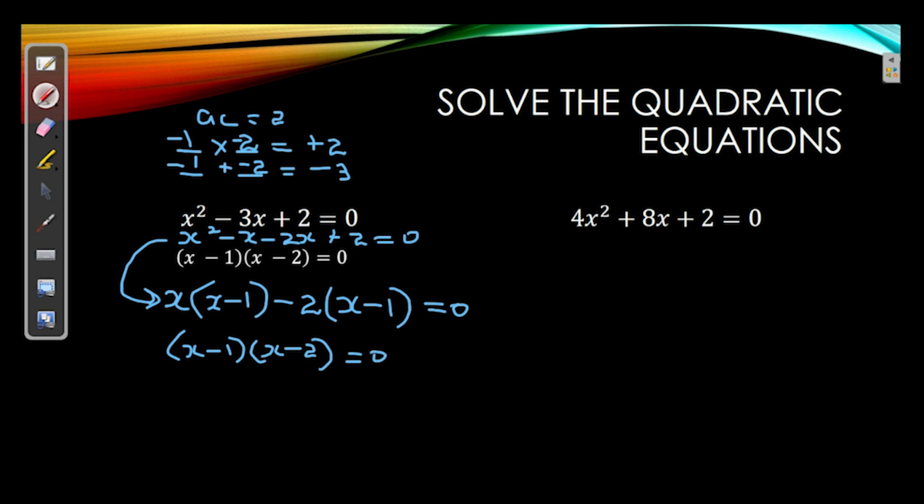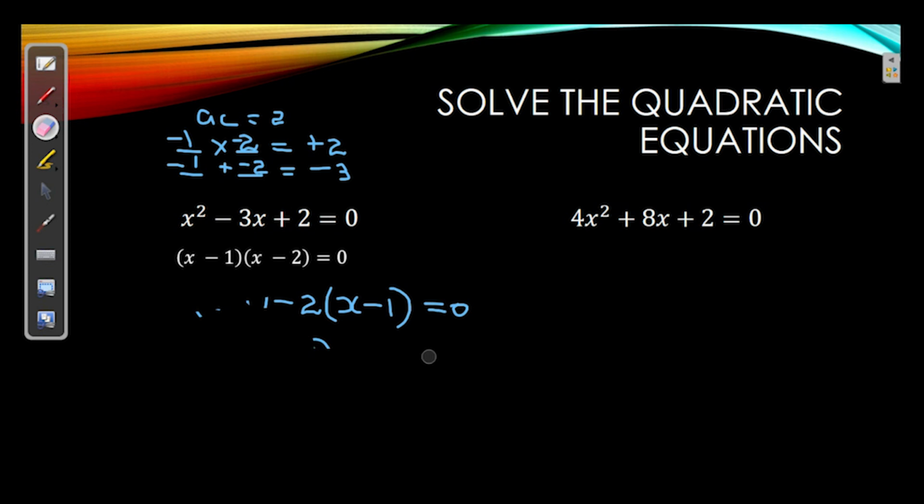Now, if I want to solve the quadratic, it's time to solve the quadratic. We have the quadratic expressed as a pair of binomial factors.